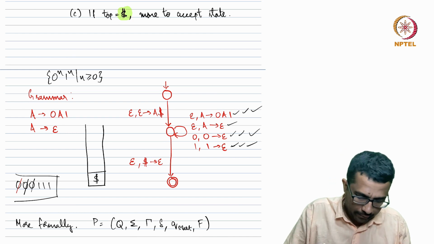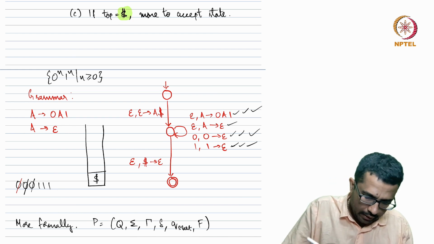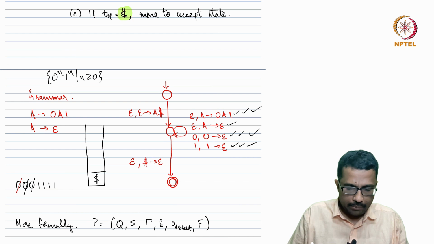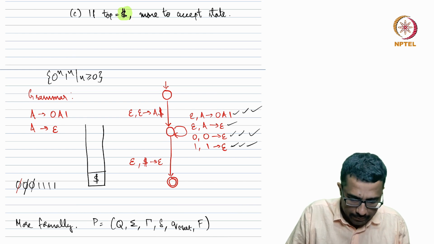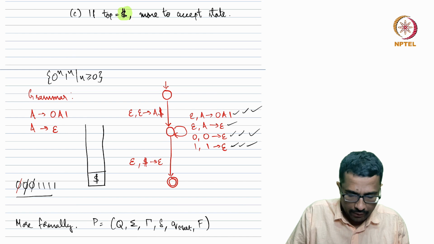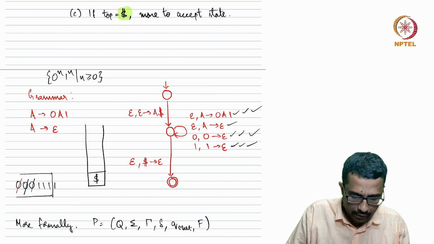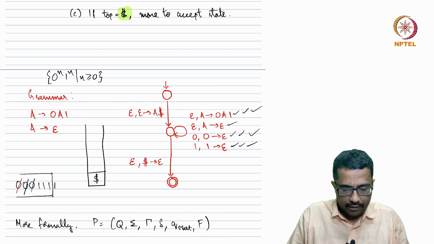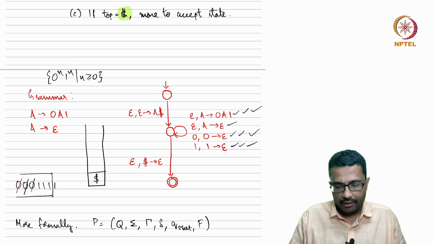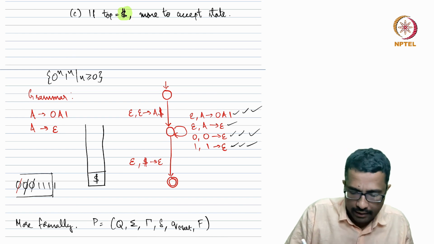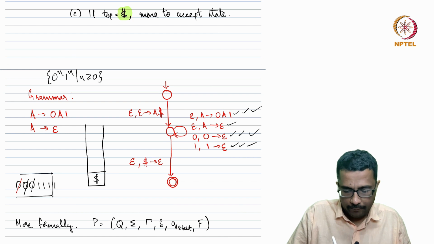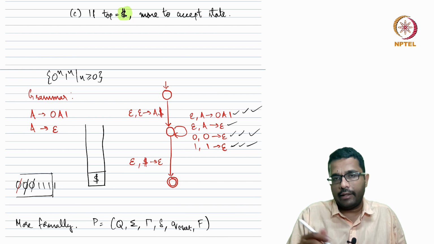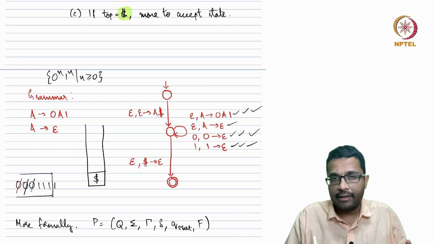Now suppose the string was 0001111. This would not be accepted because you will be able to go to the accept state after reading the first 6 symbols, but the last one will remain unprocessed. And it is not possible to process that one. What I am saying is that you will go to the accept state before reading the last one. That means the entire string has not been read by the PDA.